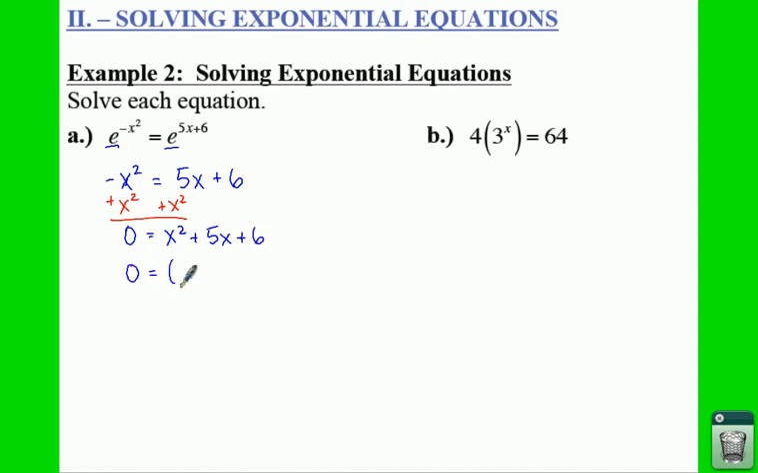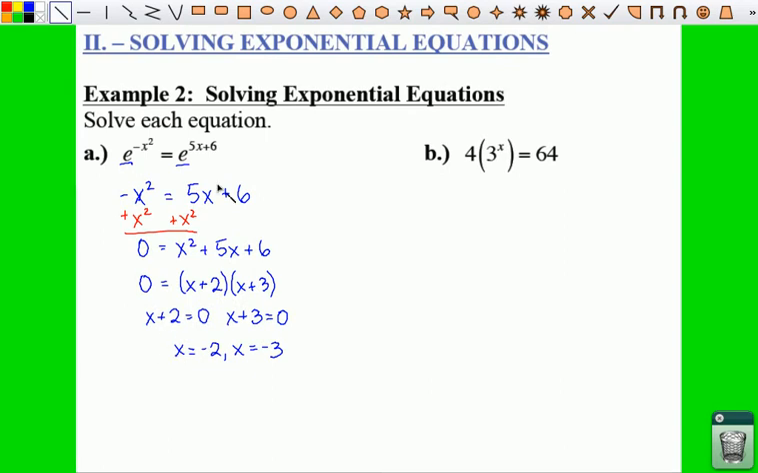Some of you may factor it correctly, some of you may not. This is the same thing we have on your chapter 2 test. So you get x plus 2 and x plus 3. Then once you set each factor equal to 0, you're going to end up with x equals negative 2 and x equals negative 3. And that's how you solve that one. It looks a little bit tougher than what it actually is, even though you just have those e's.